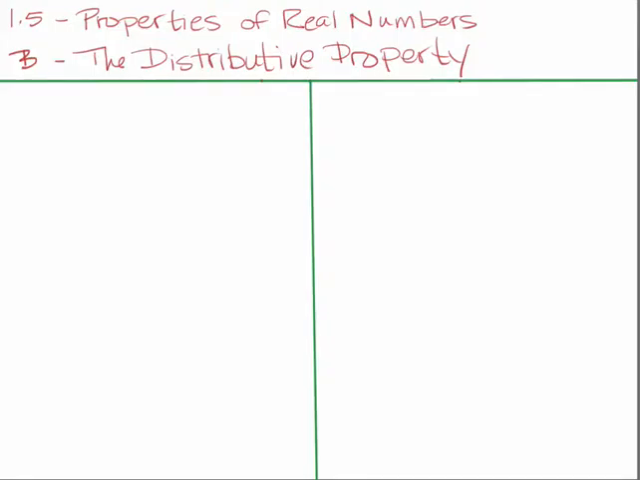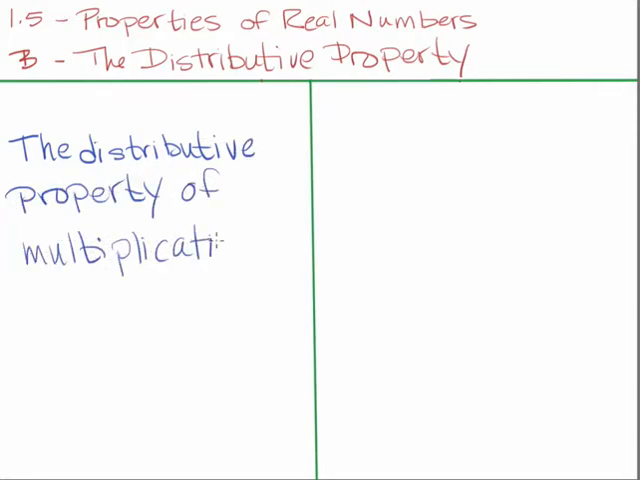The other property we need to talk about is the distributive property. Its full name is the distributive property of multiplication over addition. That's quite a mouthful. We'll see why it's called that in just a moment. Most people just call this the distributive property or distribution. But when they say that, they mean this property, the distributive property of multiplication over addition.